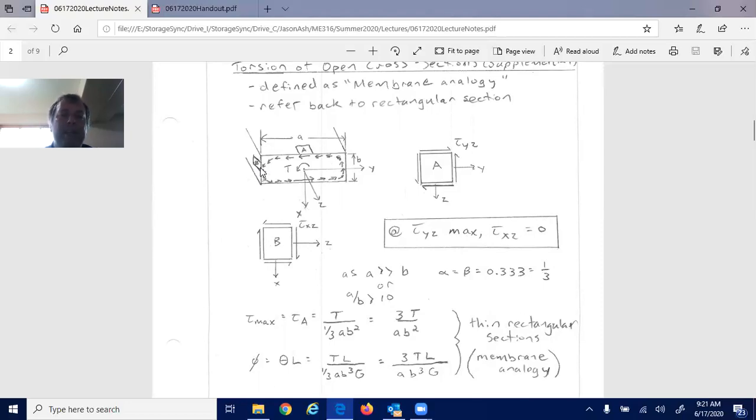And same thing when you look at point B on the left-hand side, z would be out to the right, x down. Looking at the way the arrows are going, that would be down due to a positive shear stress acting on that, or positive torque. And then that will give us a tau xz. And so at your location of maximum tau xz, the tau yz term is going to be equal to 0.